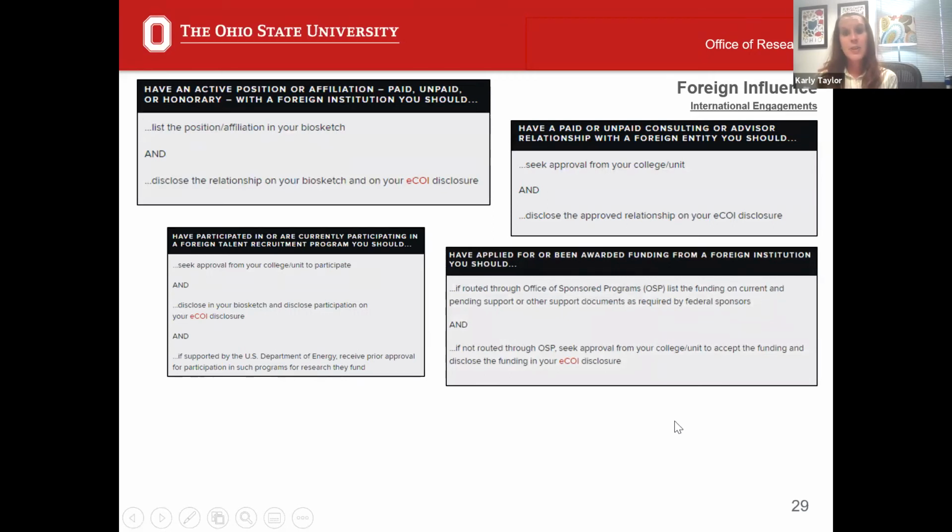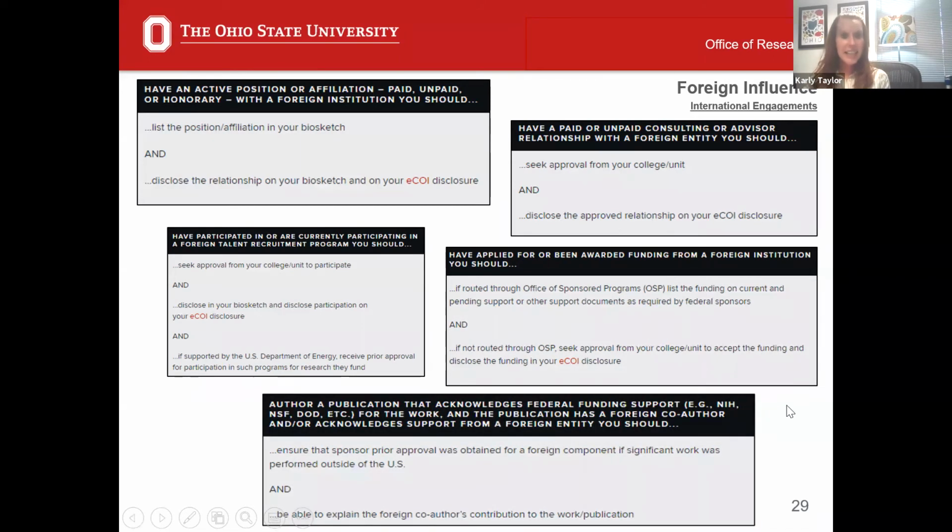And again, if you have been awarded funding from a foreign institution and it's not being routed through OSP, you need to seek approval on this. And you need to make sure that you're reporting this on your current and pending support to federal agencies. Next one.